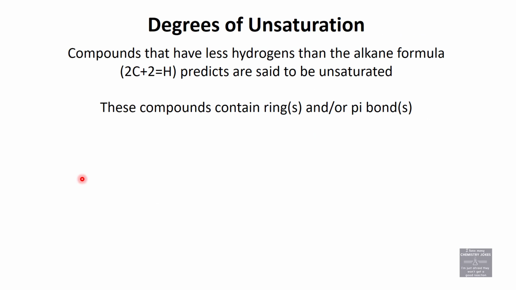Number 1, group 1, family 1, are all unsaturated compounds. Unsaturated means you have fewer hydrogens than an alkane formula would predict. So an alkane formula says you should have 2n plus 2 hydrogens, where n is equal to the number of carbons. So 2 times the number of carbons plus 2 should tell you how many hydrogens you have in an alkane. And if you have fewer hydrogens than that, you're said to be unsaturated. So examples of unsaturated things are things that have pi bonds, but as it turns out, things that are enclosed in rings also have a degree of unsaturation.